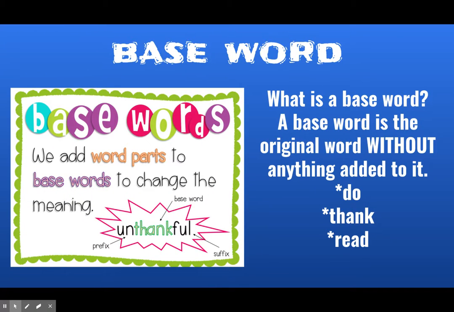All right, so let's look at what a base word is again. A base word is the original word without anything added to it, such as do, think, read. We've added nothing to the beginning and we've added nothing to the end. Now, here you have the base word think. Then what we did is we added something to the beginning of it and something to the end of it. And that is what we're working with this week: the prefixes un and re.